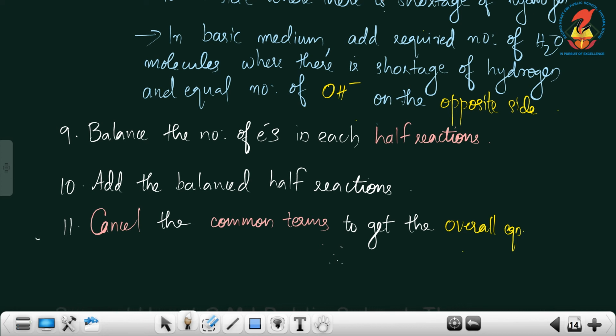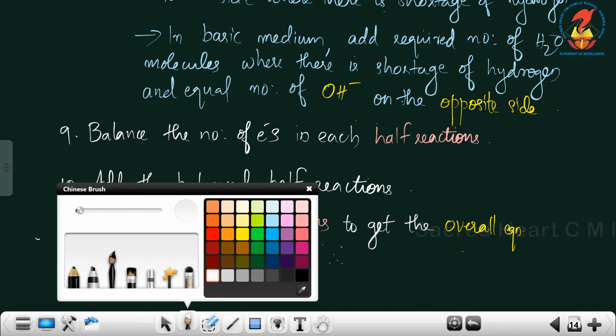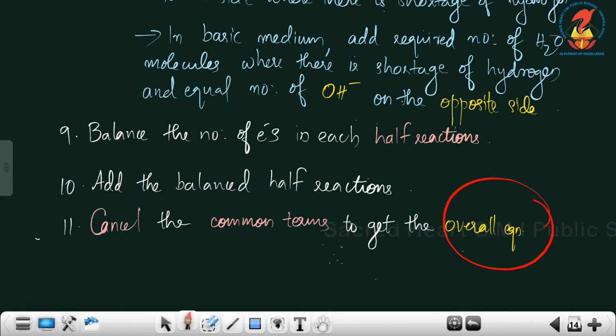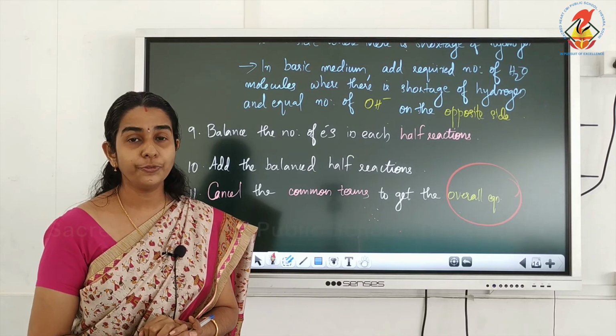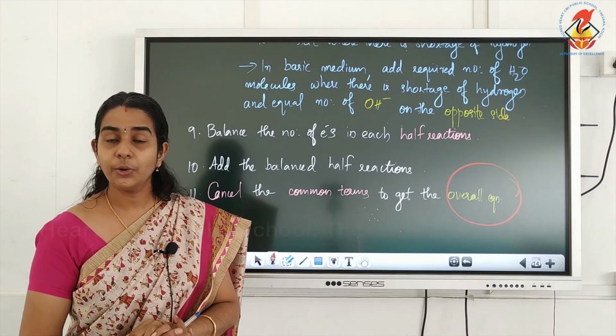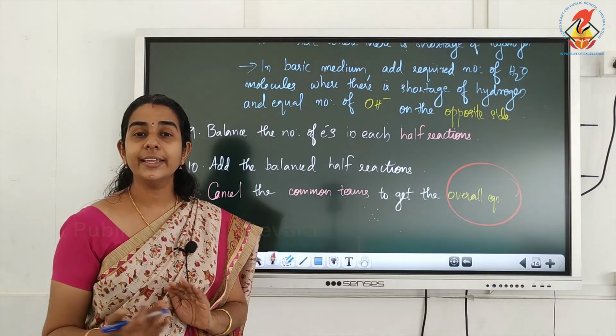After making the number of electrons the same in both half reactions, almost the equation is ready. Now what we have to do is add these 2 half reactions. After adding, we will definitely get only one single equation. Cancel the common terms, that is the last step, to get the overall equation. The final equation we get is called the overall equation. So these are the steps or rules to balance a redox reaction using the half reaction method. Things will be clear only when we do the examples, which we will see in the next video.